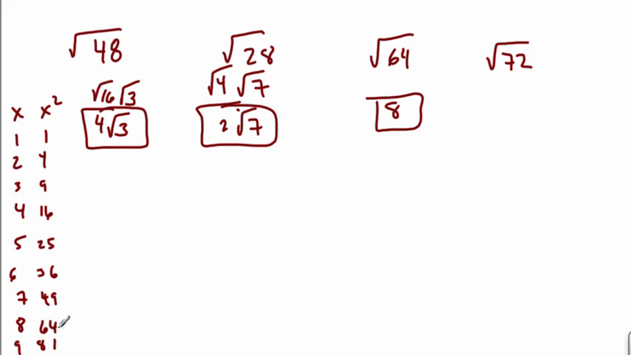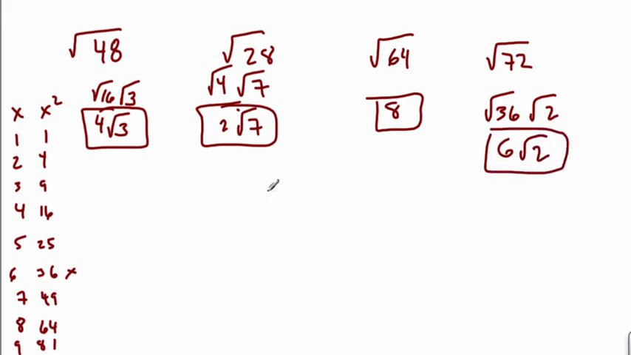So I'm going down the list and I'm looking. 36 is actually the first factor that I find, so it'll be 36 times 2. And then the square root of 36, that simplifies to 6. So 6 radical 2 for that. That is how we simplify square roots.